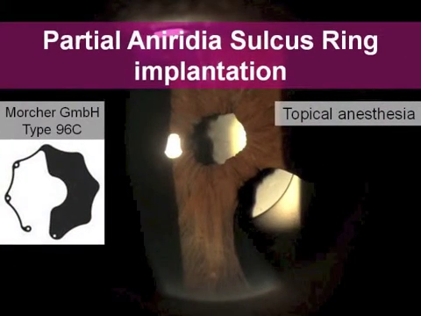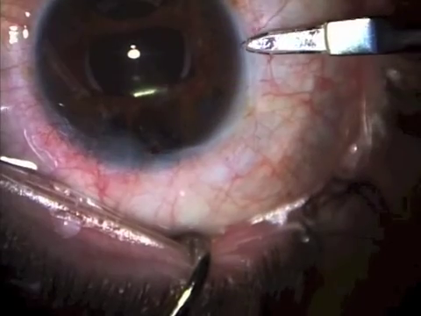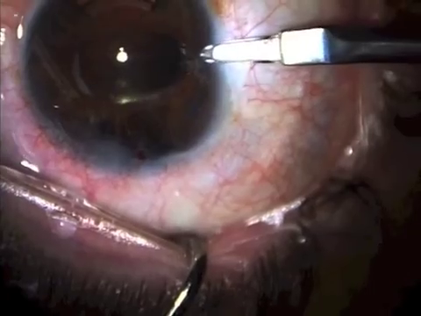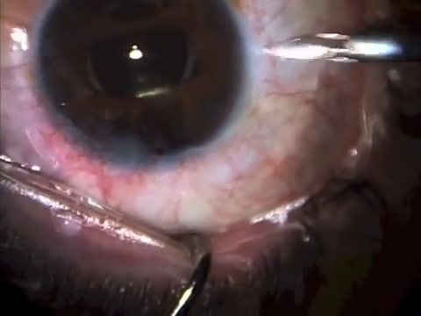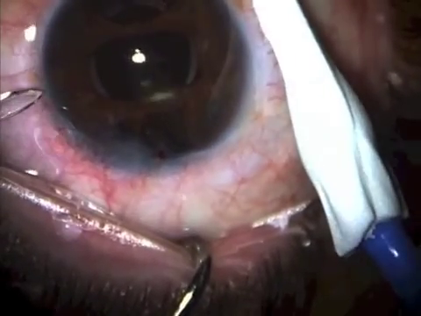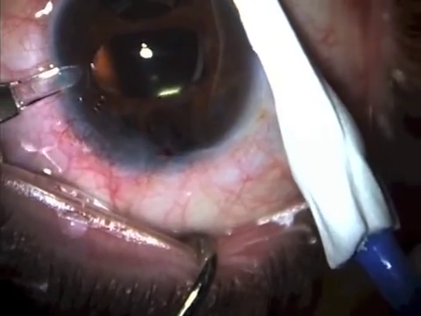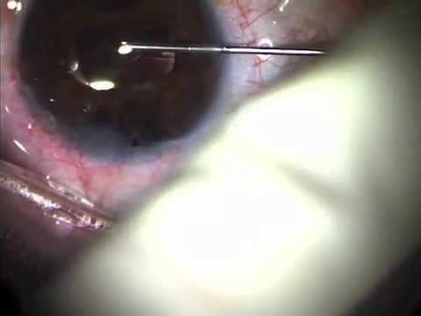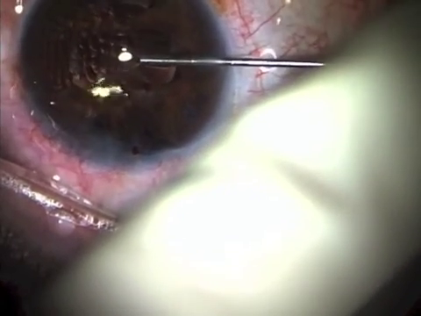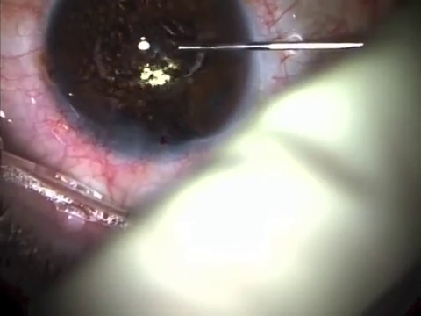10 months later, we solved these symptoms by implanting a partial aniridia sulcus ring. We used topical anesthesia. The pupil did not dilate a lot despite the mydriatic drops. We performed 2 paracenteses and injected adhesive viscoelastic to protect the endothelium. Cell density was 1050 after the last surgery.